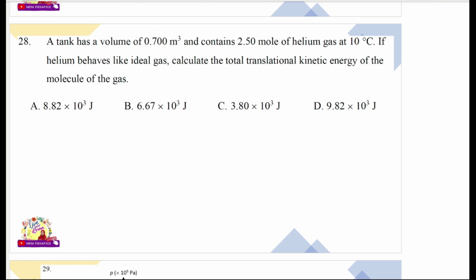Okay. So here we have a tank. It has a volume of 0.7 meter cube and contains 2.5 mole of helium gas at 10 degrees Celsius. If helium behave like ideal gas, calculate the total translational kinetic energy of the molecule of the gas. So we want to calculate the total translational kinetic energy. So K translational, okay, this one's for total.